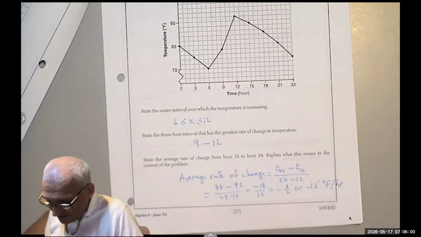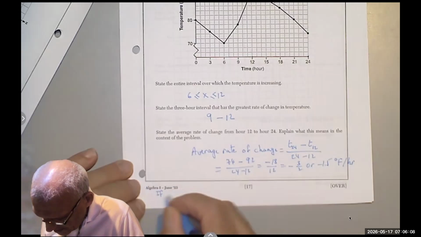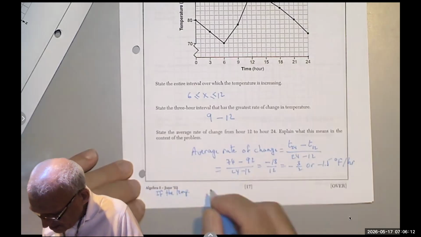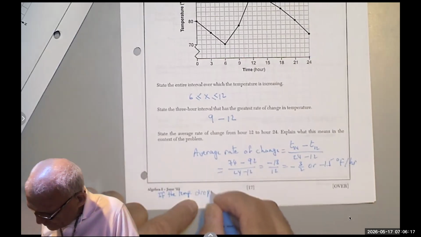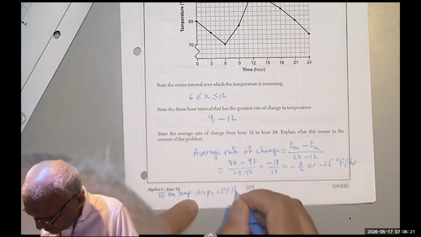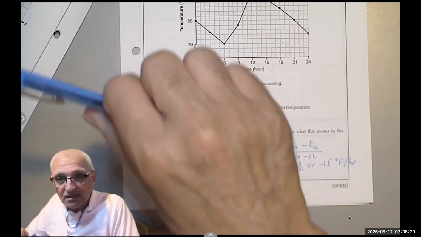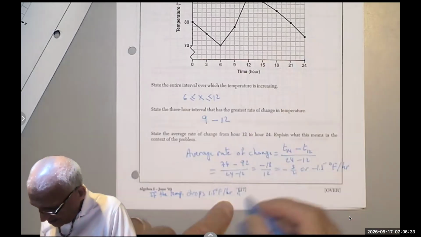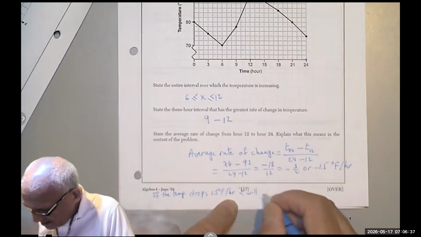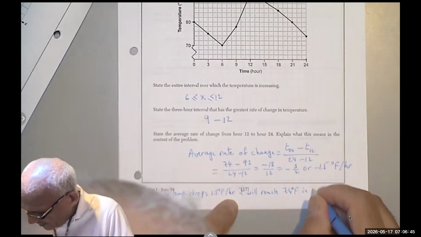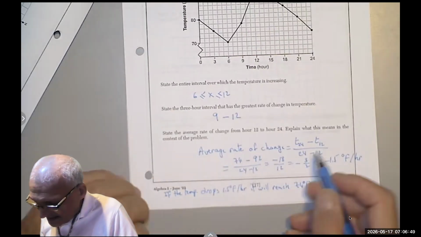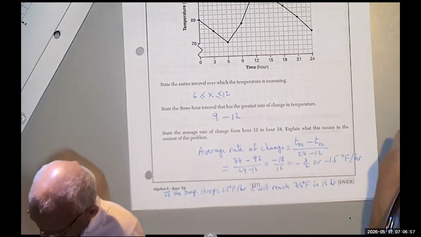Explain what this means in the context of the problem. You have many ways to say it. You can say, for example, if the temperature drops 1.5 degrees Fahrenheit per hour, if it was dropping constantly, 1.5 degrees every hour, it will reach 74 degrees Fahrenheit in 12 hours. Or you can say it means it drops 1.5 degrees Fahrenheit per hour.